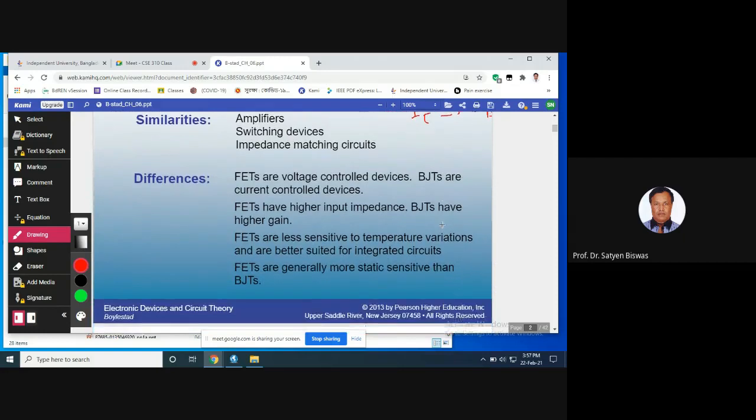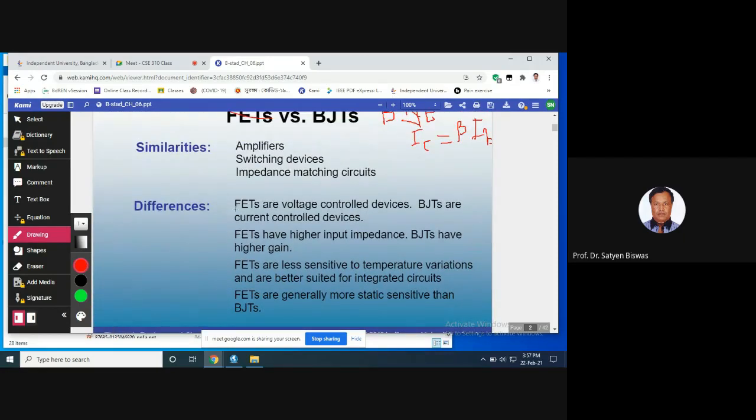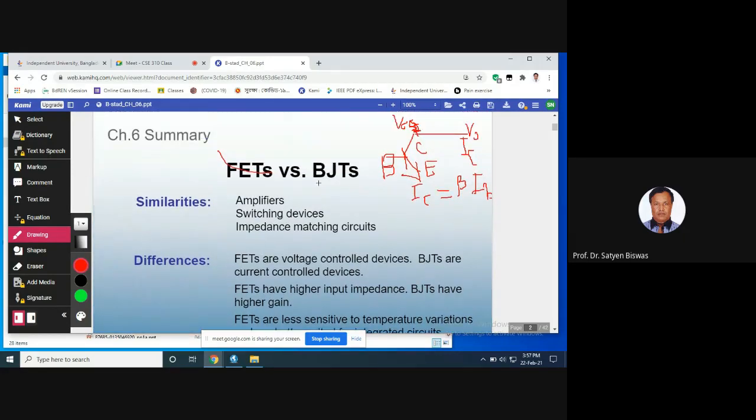So these are the similarities, and dissimilarities. What are the dissimilarities? The main dissimilarity is from the name. You see the name here. This is bipolar. B is for bipolar, right? And here, FET, it did not say anything. So that means this is actually unipolar. This is the main difference, right? Unipolar. It's hard to write. Anyway, it's a unipolar device, and this is a bipolar device, right?